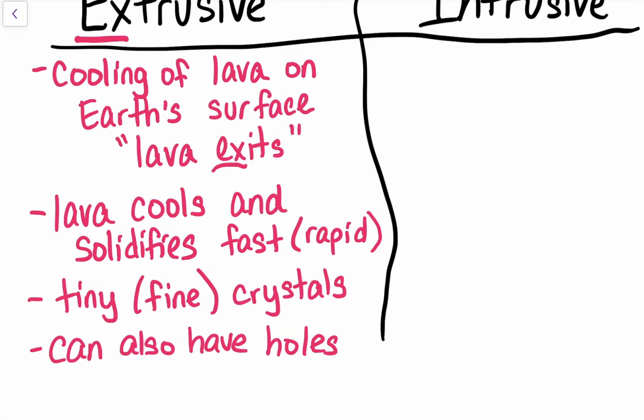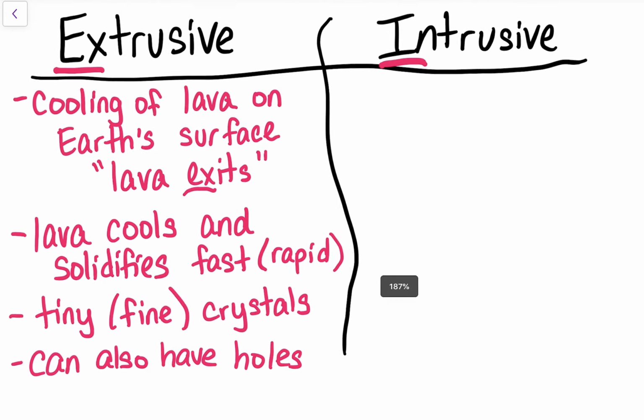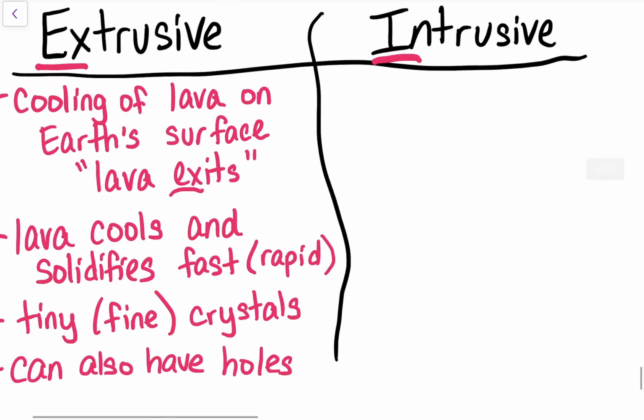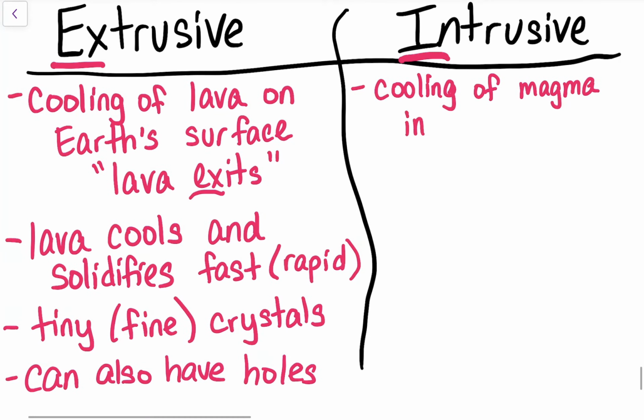So let's compare our extrusive igneous rocks with our intrusive igneous rocks. Our intrusive igneous rocks form from the cooling of magma inside of the earth. Or below Earth's surface, intrusive, inside.